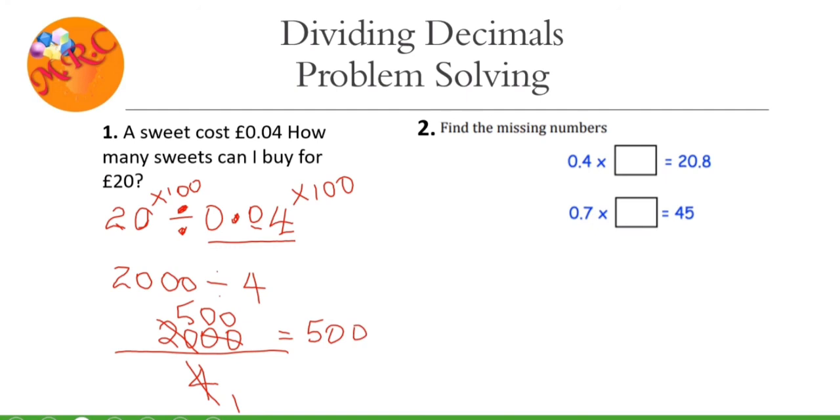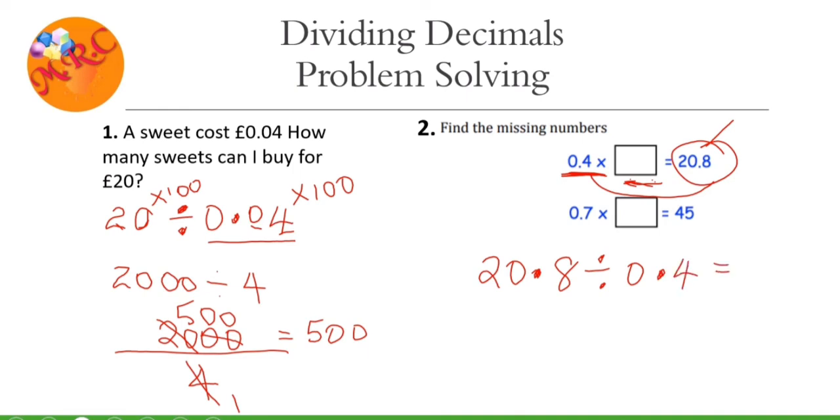Good. Find the missing number. So here we're asked to find the missing number, and it is 0.4 times a number that we don't know, which gives us 20.8. So what we're going to do is to divide 20.8 here by 0.4. Alright, so first one is 20.8 divided by 0.4.